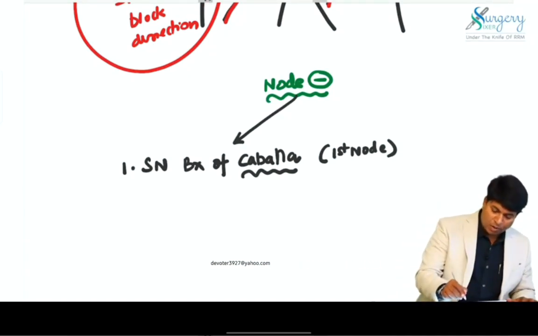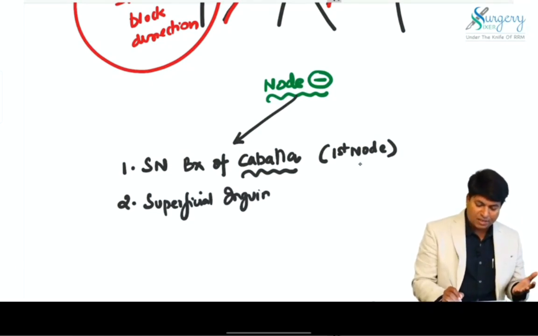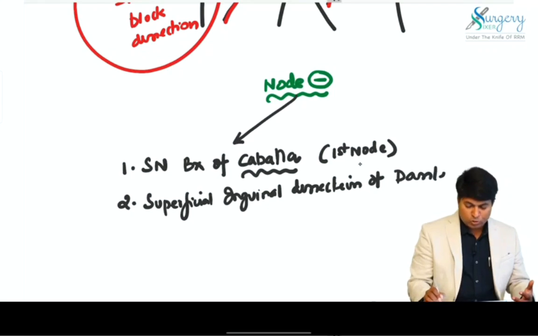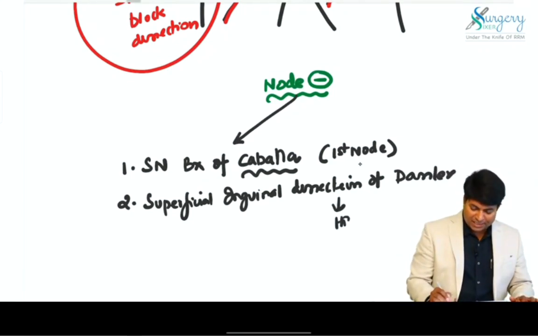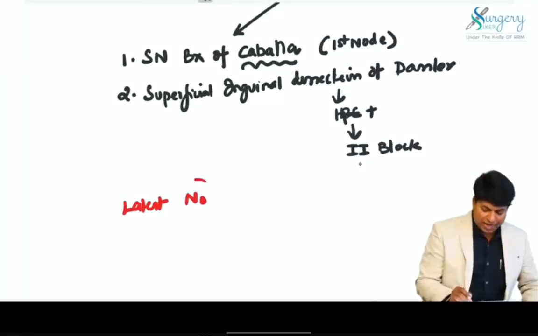So therefore, people afterwards modified it into superficial inguinal dissection of Dassler for all patients. For all cancer penis patients, they used to remove all the superficial inguinal nodes and send them for histopathological examination. As usual, if it is positive, we do ilio-inguinal block dissection. This is what was done for some period of time. But what is the latest protocol? The latest protocol for N0 cases is the following.